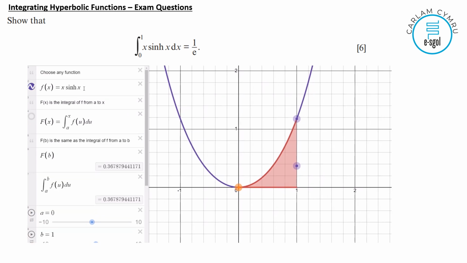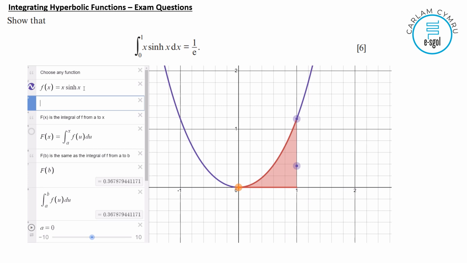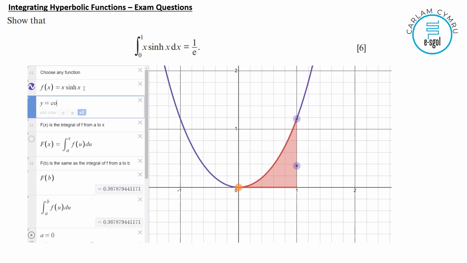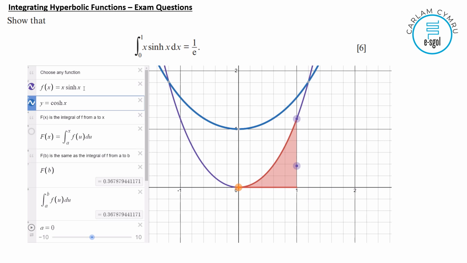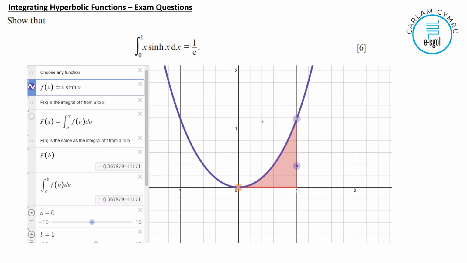Interesting that it looks like cosh x. Let's, just for interest, type in cosh x just to make a comparison. That's the blue line there. I wonder what's going to happen if I put an x in front of that. There we go, it looks a bit like sinh x, which is interesting. Anyway, that's what we get.